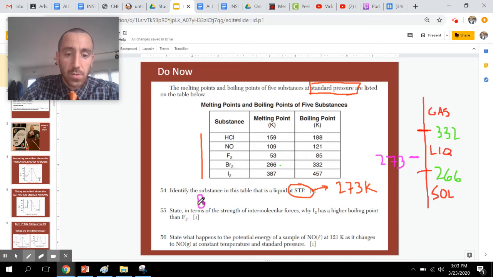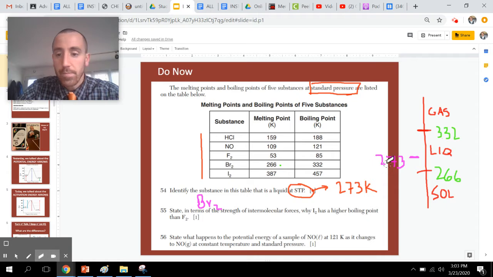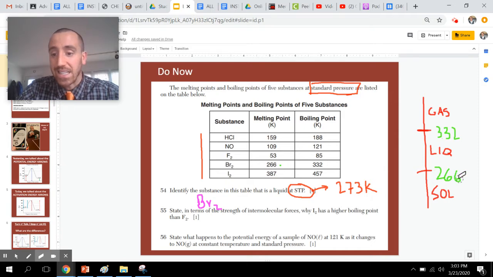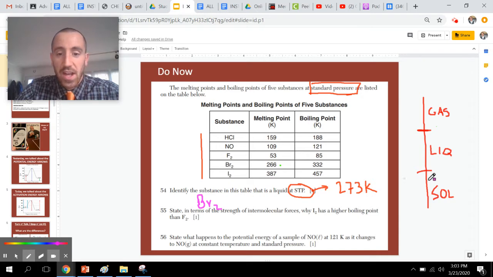Now, if you want to double check yourself, tell me what's wrong. You can pause the video and think about this. What's wrong with I2? Why is I2 not an acceptable answer? Well, the problem with I2 is that it melts at 387. So this temperature here is 387. It doesn't even melt until 387.